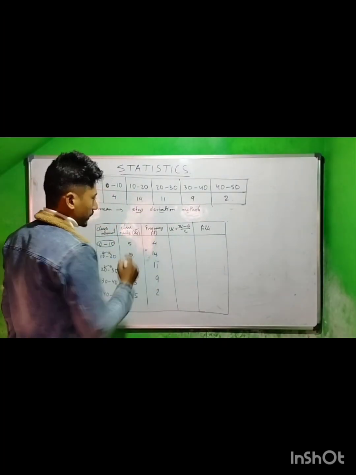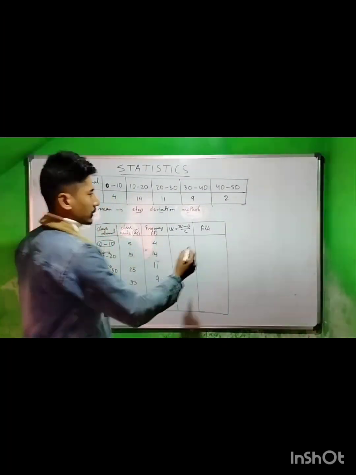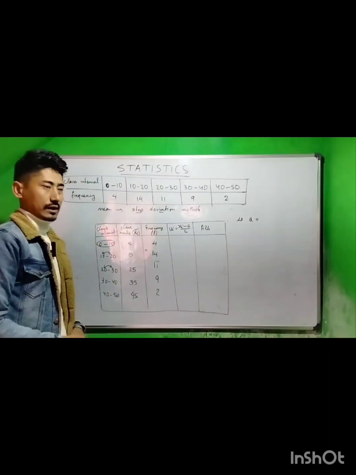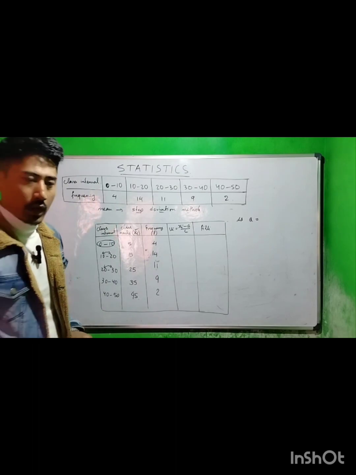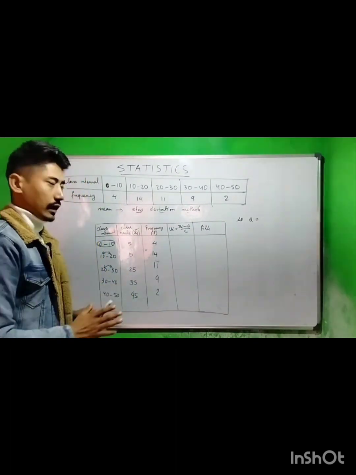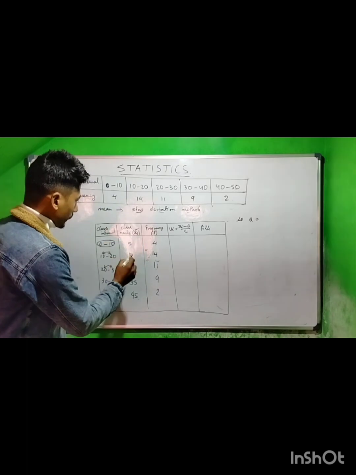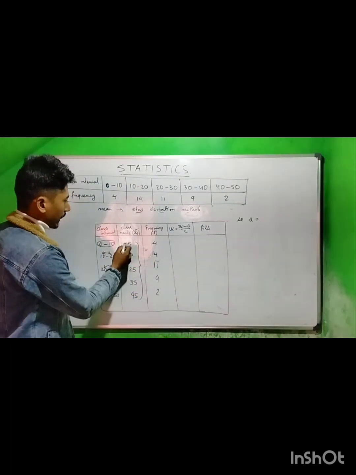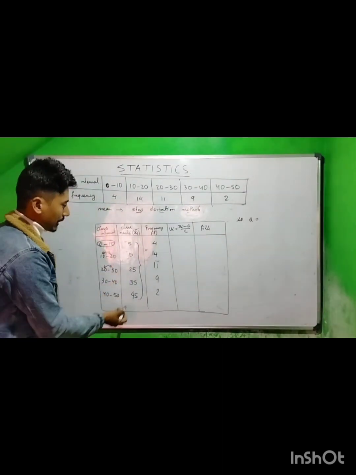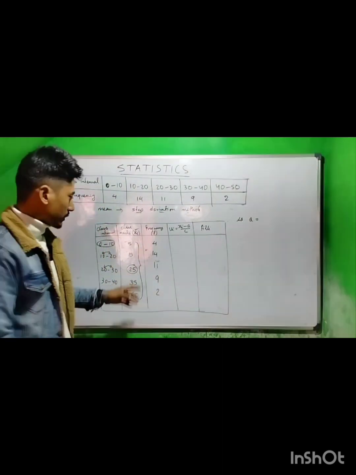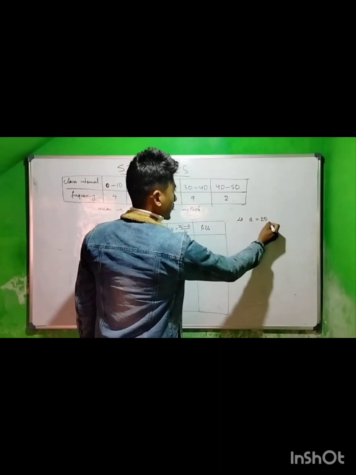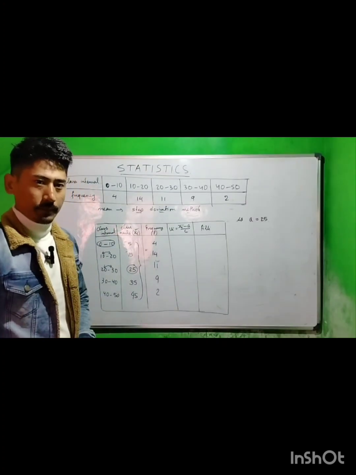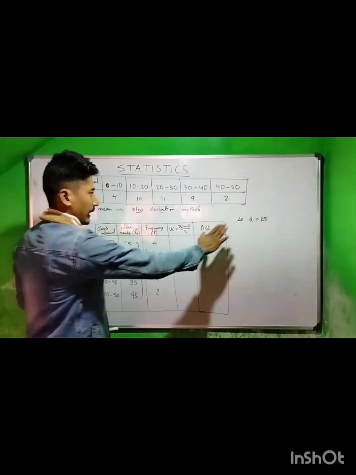Now let's find ui. To find ui, first of all we have to consider a, which is a pre-assumed mean, so you have to assume the mean before starting the sum. You have to assume the mean from these xi's. You can take either the first one, the last one, or the central one. I am choosing the central one. If you choose the central value, then it will be easier to solve the sum. Alright, so I am choosing a as 25.